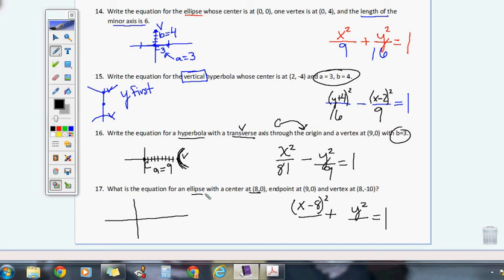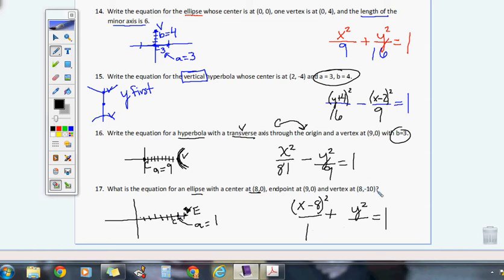I'm going to draw a picture here. Center at 8, 0. 1, 2, 3, 4, 5, 6, 7, 8. There's my center. And then right here at 9, 0, I have a vertex. Okay? Oh, I'm sorry. I just did that wrong. That would be an endpoint. Okay? So that's an endpoint. So what we have right in there is an a value of 1. Well, 1 squared is 1, so we can fire that into the formula.